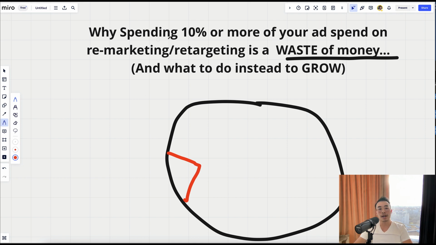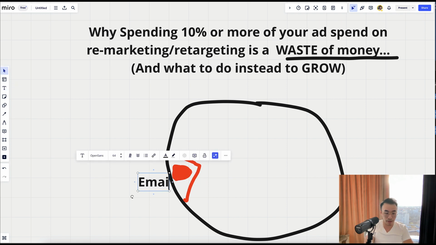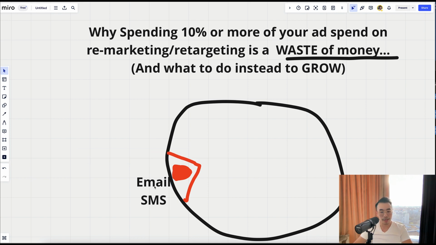Now, the reason why spending 10% is a waste is because you're focusing your ads too much on what you already own. Your ads are marketing to what you already own, but you already are doing that. How? With your back-end marketing. So that could be your email, SMS. This is retention marketing. This is to retain what you already own. And it's actively doing that.